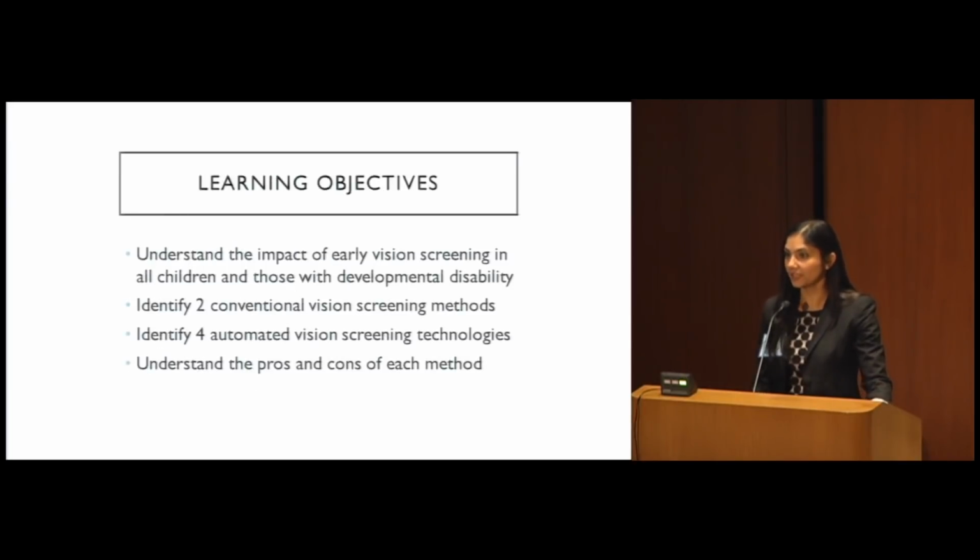So to go through our learning objectives, number one, to understand the impact of vision screening in children with developmental disabilities. Number two, to learn 2 conventional methods of vision screening. Number 3, to learn the 4 different types of automated screenings. And finally, every test is not without its pitfalls or its negative implications or its cons. And so I want to go through the pros and cons of each of these different modalities so that you can make your best informed decision about what would work for you in your practice.